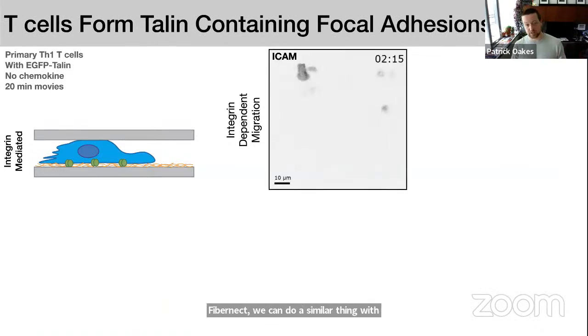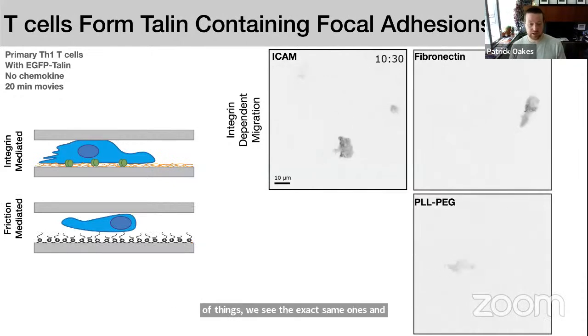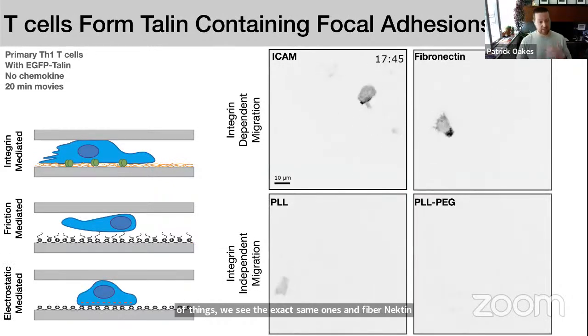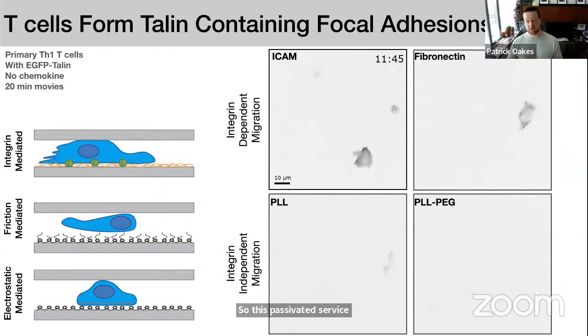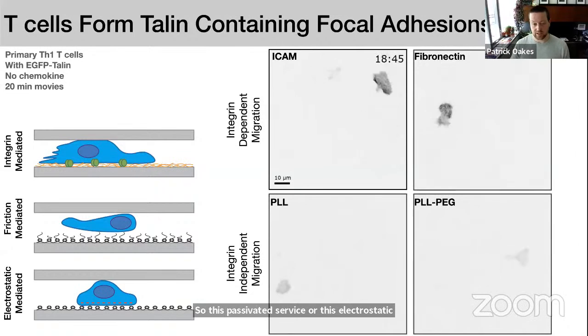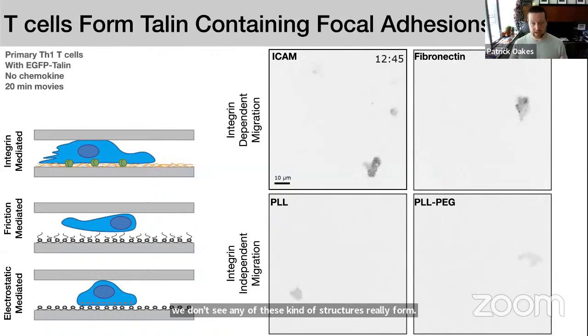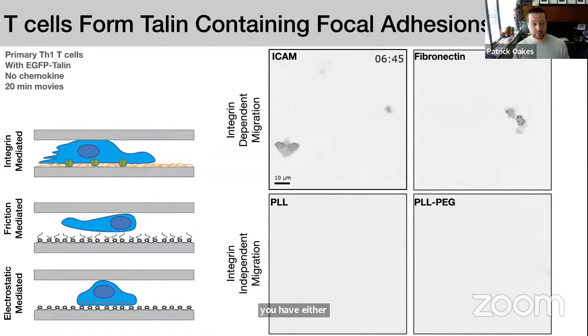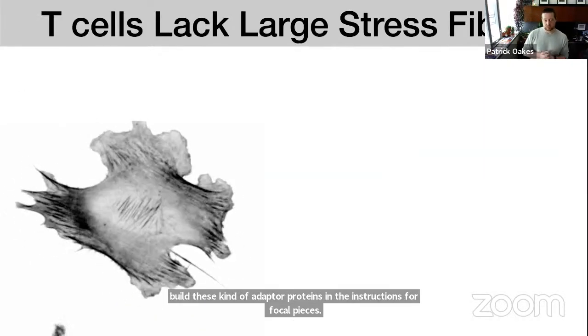So this is the exact same setup. Here's ICAM with talin. We can see these structures in the back where they're forming. We see the exact same ones in fibronectin again. And again, when we switch to PLL PEG or PLL, so this passivated surface or this electrostatic interaction, we see the exact same thing, that we don't see any of these puncta anymore. And we don't see any of these structures really form. So it really seems to be ligand dependent. And whether you have either ICAM or fibronectin, you still build these adaptor proteins and structures for focal adhesions.